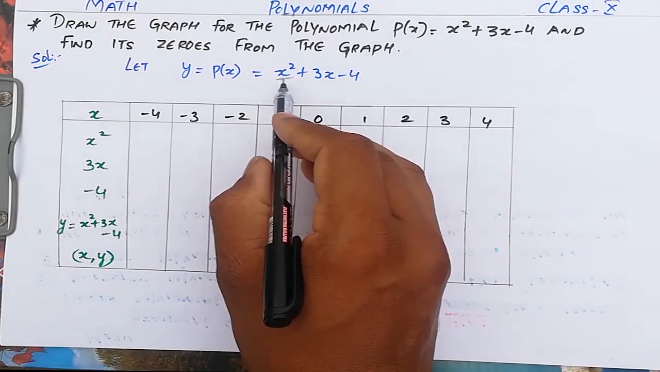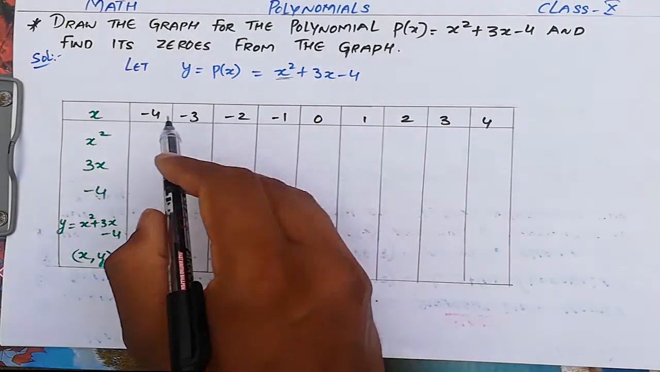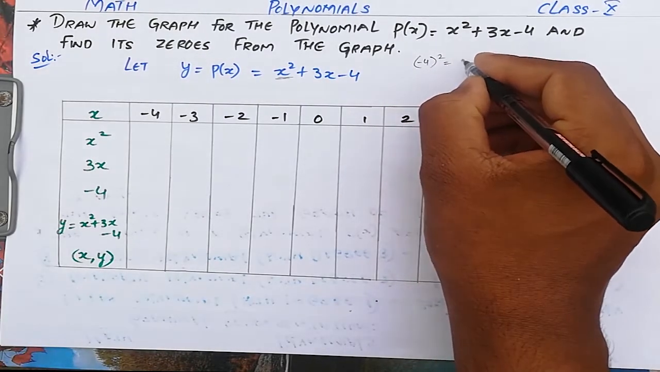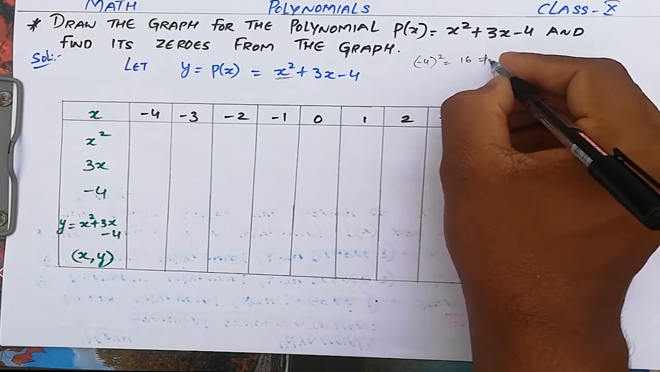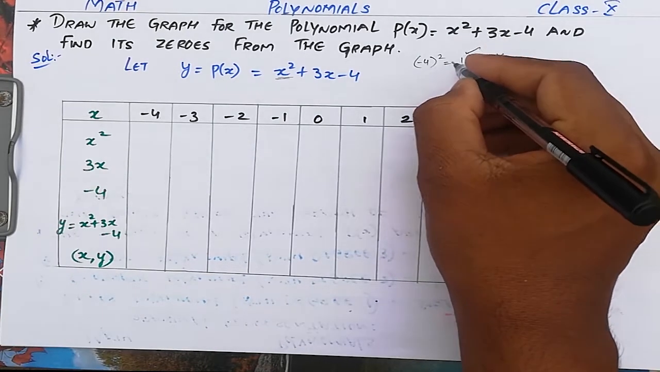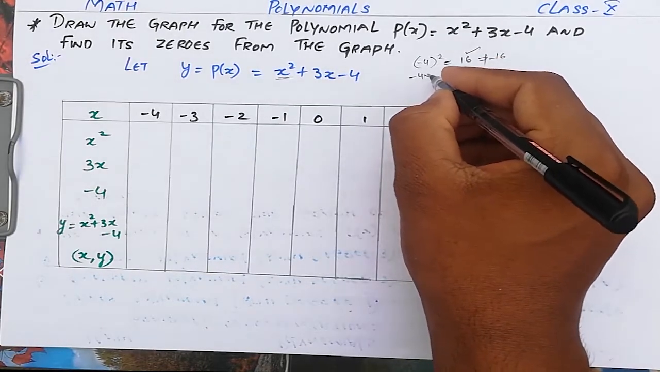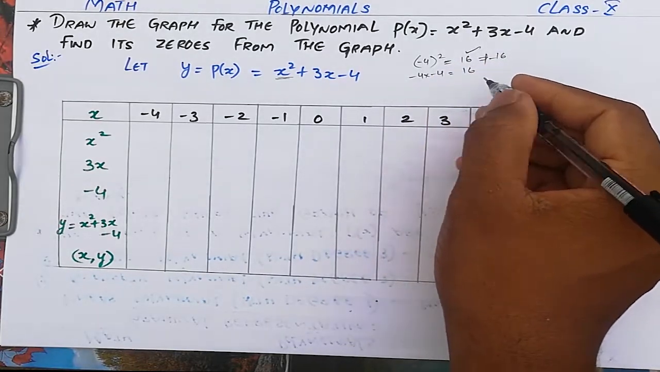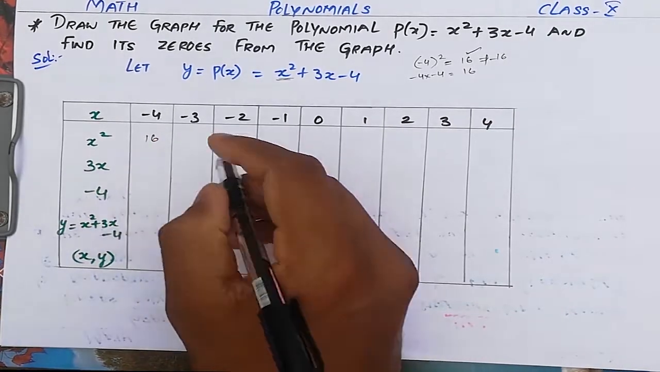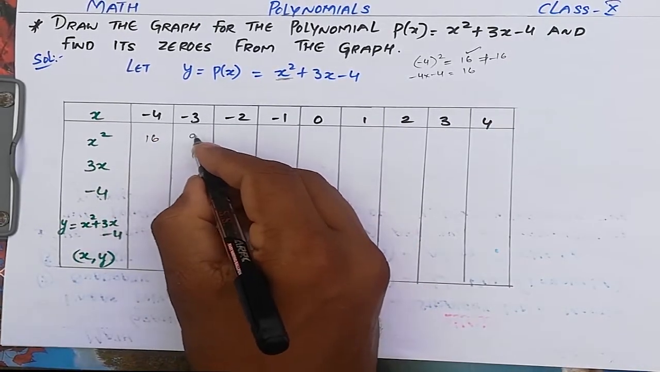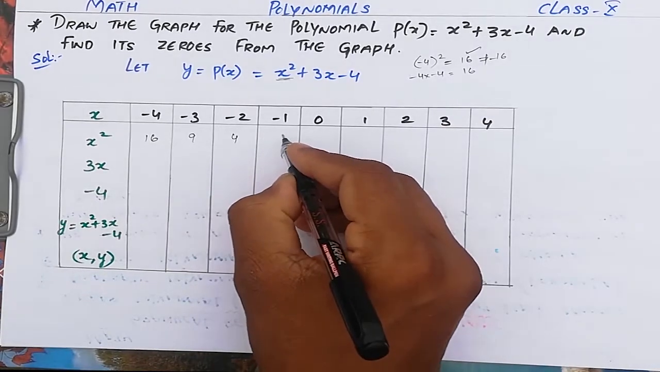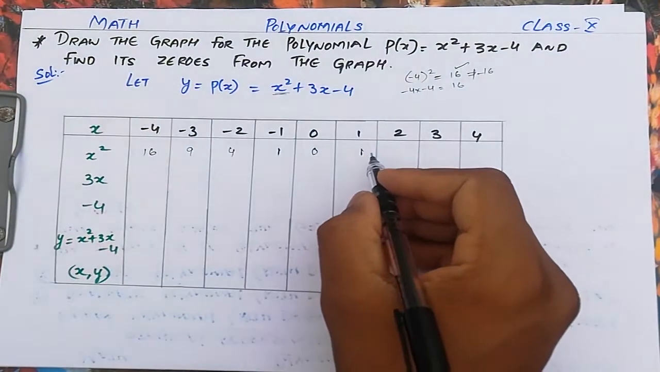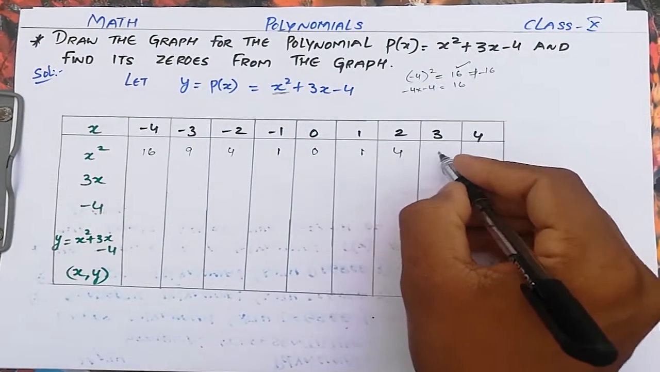First term we have is x square, the squaring of the x value. So minus 4 square. Don't think of this as minus 16. This is only 16. Minus into minus, so minus 4 into minus 4: 4 4s are 16, and minus into minus is plus. So 16. And minus 3 square is 9. Minus 2 square is 4. Minus 1 square is 1. 0 square is 0. Then 1 square is 1. 2 square is 4. 3 square is 9 again.